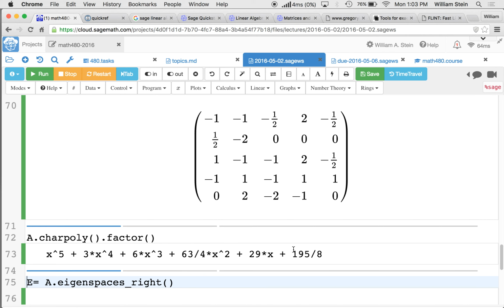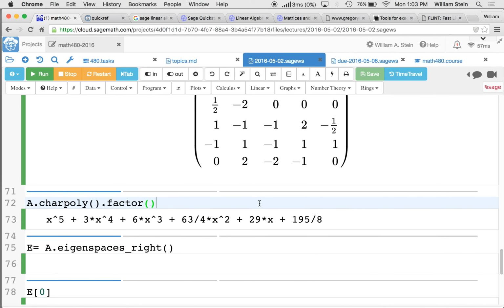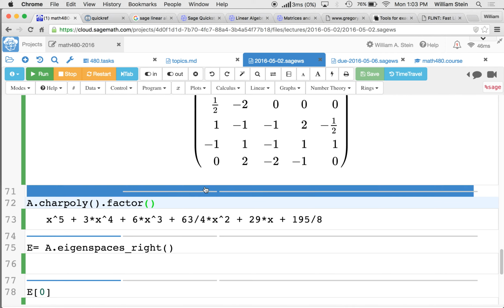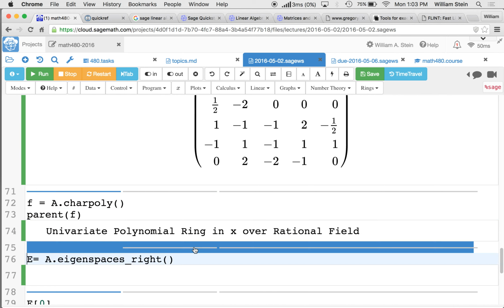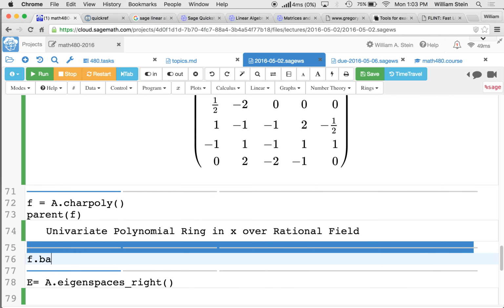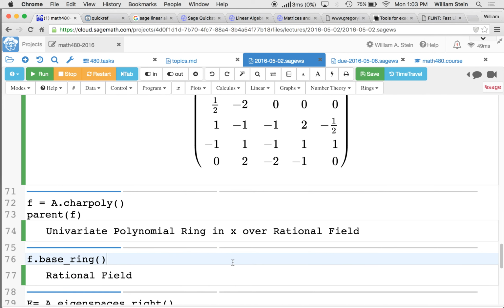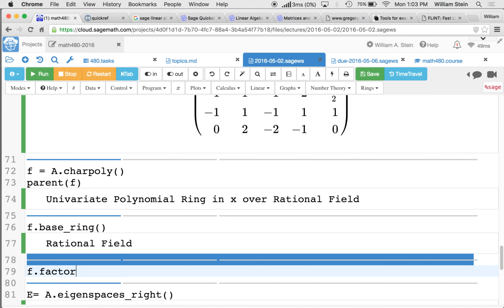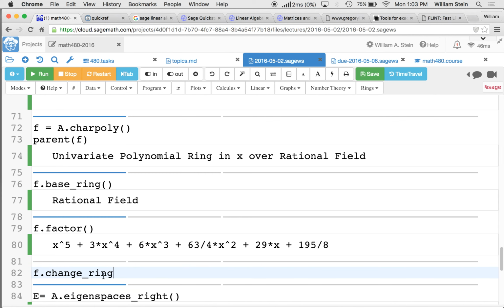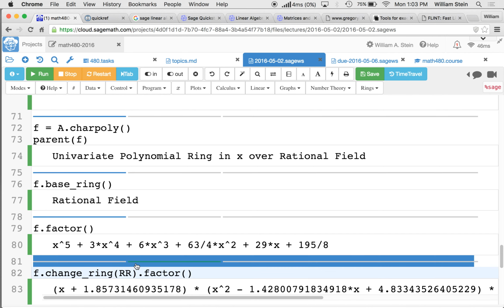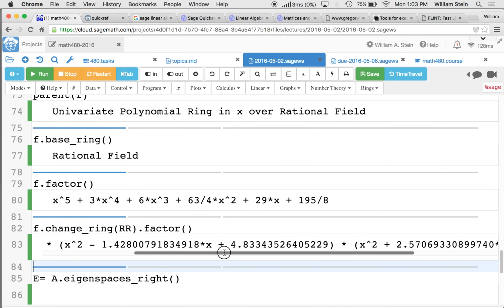Yep. So if you have a polynomial, it's with respect to over Q or over Z or whatever, and then that will determine how factor functions. Yes, that's correct. So if I do f equals a.charpoly(), and then do parent of f, it's a univariate polynomial over the rational field. And you can also say f.base_ring(), and it tells you that the base ring is the rational field. And then when you do factor, it factors it over the rationals, but you could do f.change_ring to change the base ring to be the double precision real numbers, and then call factor, and that's the factorization over the double precision real numbers.